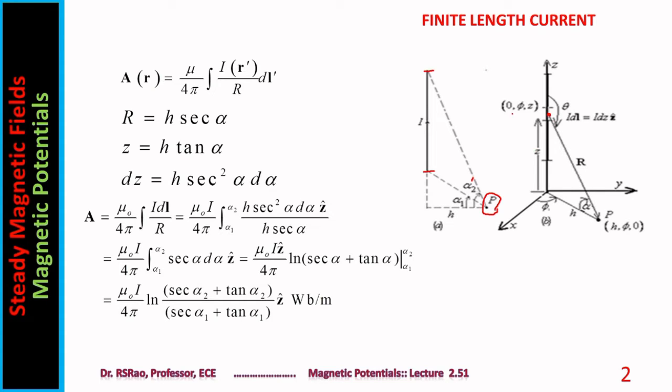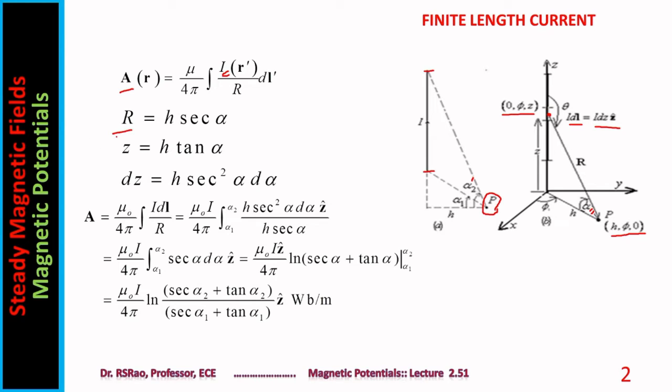Over the conductor we consider a source point at a height of z. The coordinates of this source point are 0, 0, z, and the current element I dl becomes I dz z cap, as the conductor is along the z-axis. Current is along positive z direction. Let us also suppose that the source point is making an angle alpha at the field point P, whose coordinates are h, phi, 0. With this setup, we consider the fundamental equation connecting vector potential with current: A equal to mu by 4 pi integral I dl by r.